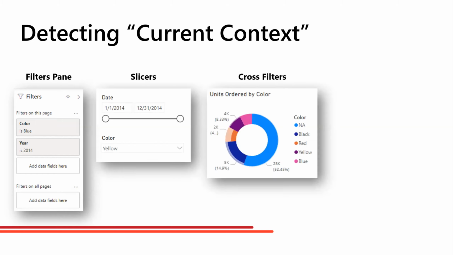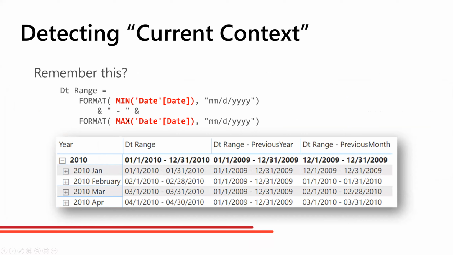Okay, so it comes from a number of places, but the good news is it's pretty easy to detect our current context. We've got a couple of functions here like min and max, selected value. These all help us detect our current context. And in fact, that's exactly what we're doing in this date range debug function. We're detecting the current context of our min and max date, and we're just creating a fancy little label to help us see what that range is so we can return a single value.